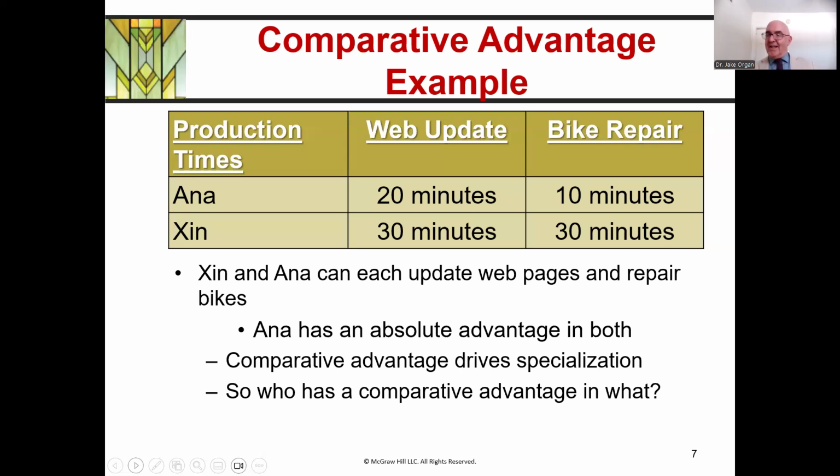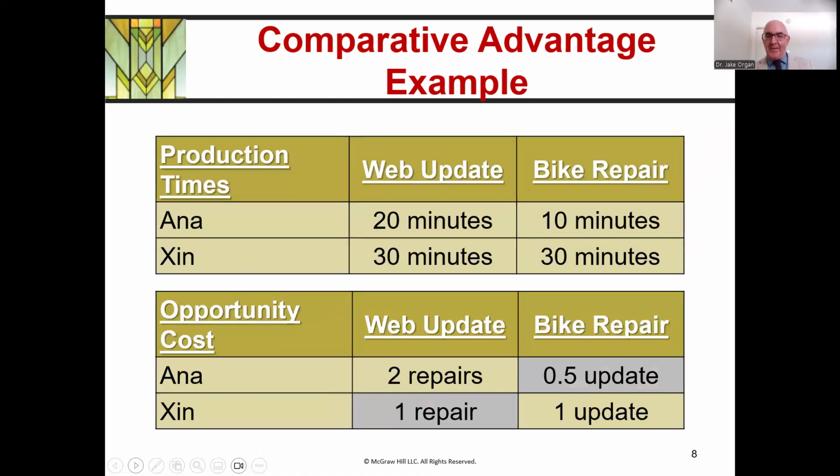So let's think about it. If Anna wants to do a bike repair, how much of a web update is she giving up? Half. Whereas if Chin does a bike repair, she's giving up a full web update. So again, Anna has the comparative advantage when it comes to bike repair.